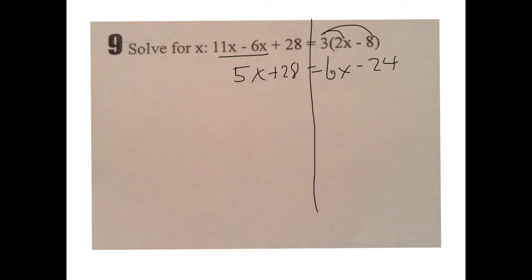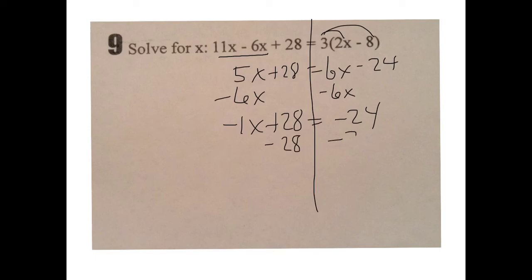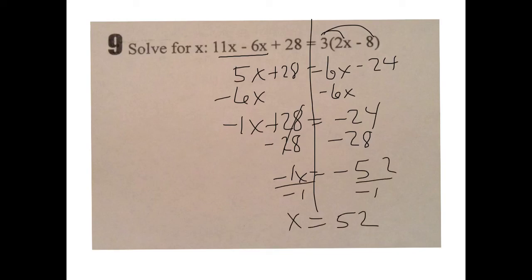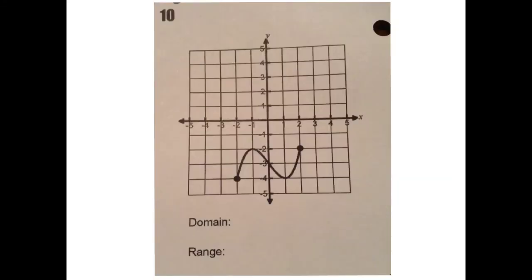Now I got to get my x's on one side, so we move to the left. So minus 6x. 5 minus 6 is negative 1x. Plus 28 equals negative 24. So minus 28 to both sides. Negative 1x equals negative 24 minus 28. It's negative 52. Divide both sides by negative 1. And x equals positive 52. That's an important one. This is definitely going to be on your checkpoint.